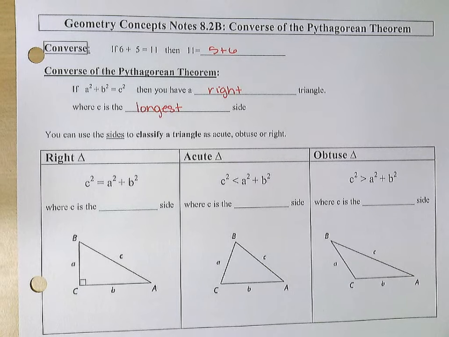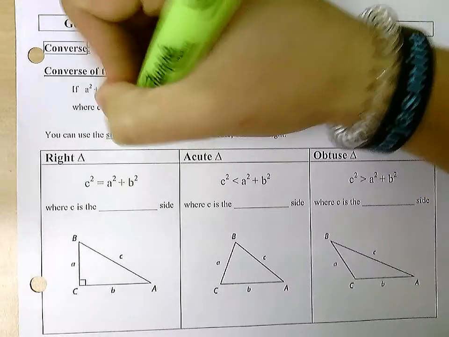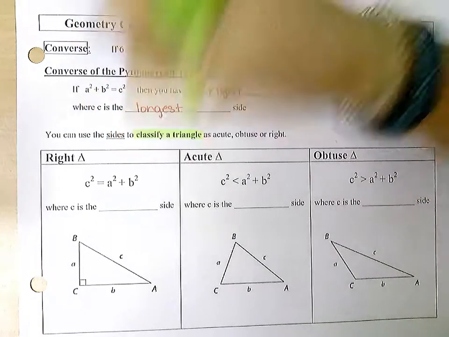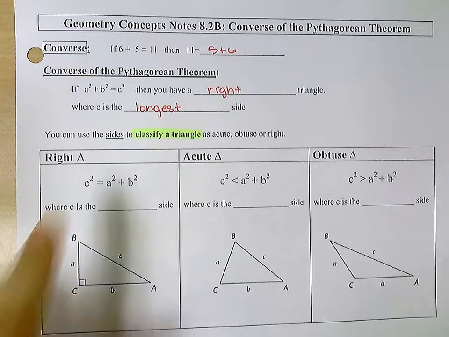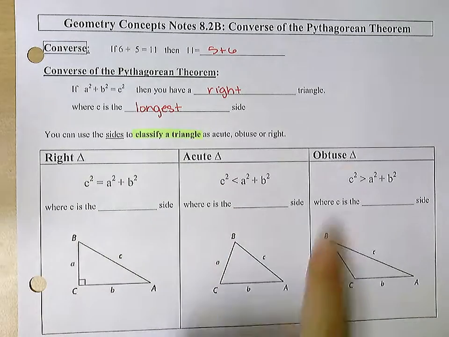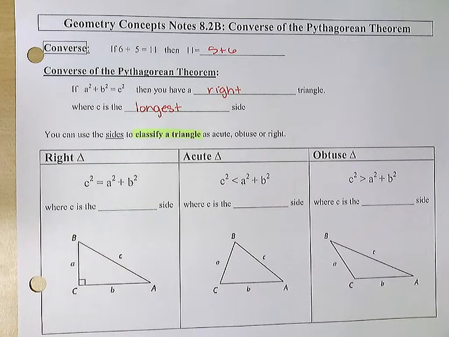So we can use that converse to classify a triangle as acute, obtuse, or right. Okay, so these are different classifications for a triangle. We have a right triangle, an acute triangle, and an obtuse triangle.